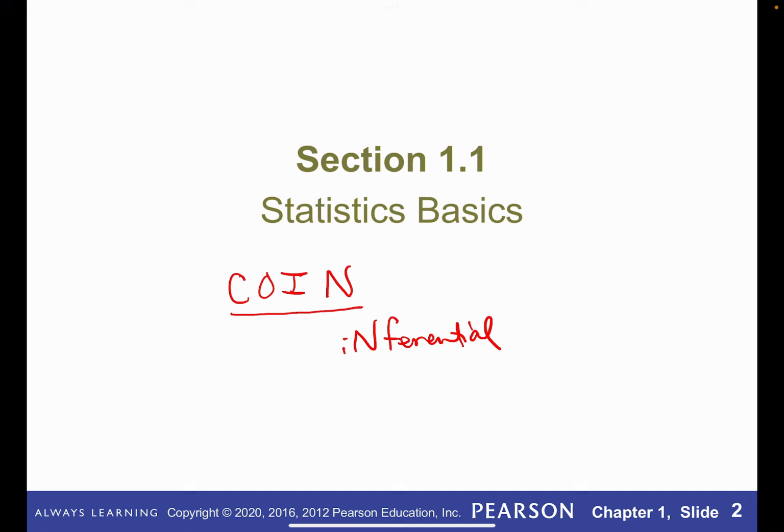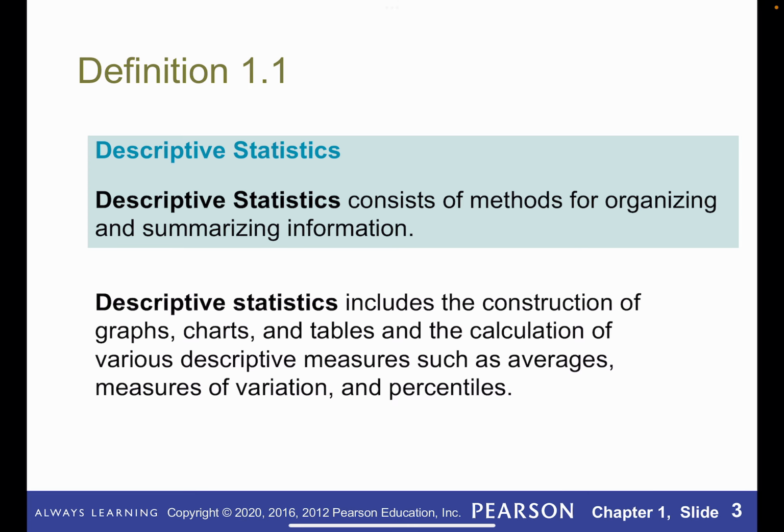But the basic difference between those two is whether or not we're drawing conclusions, making decisions. The category where we're making conclusions or making decisions or drawing conclusions, that would be the inferential part of things. And then the first type of statistics is descriptive statistics. Okay, so let's start there.